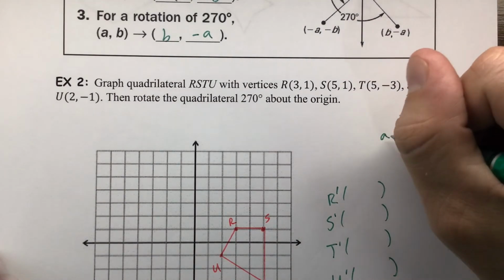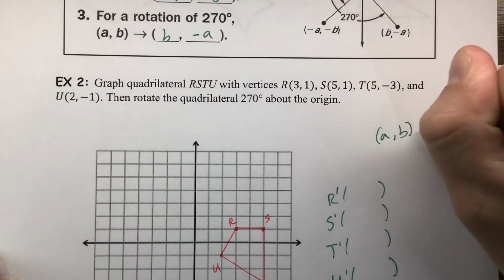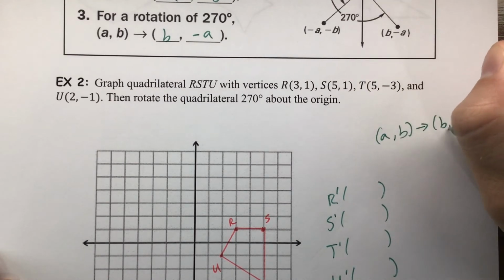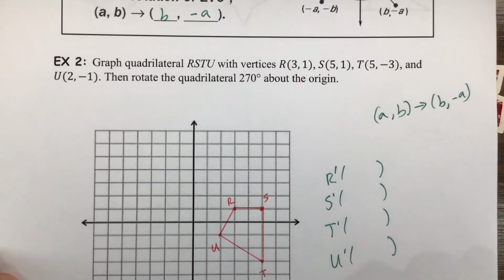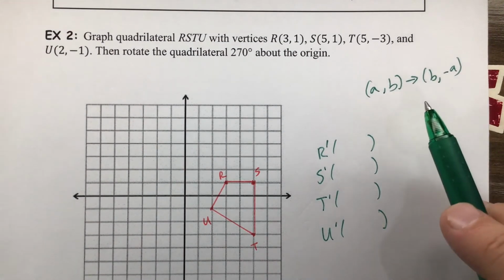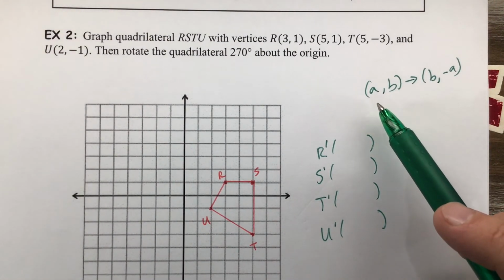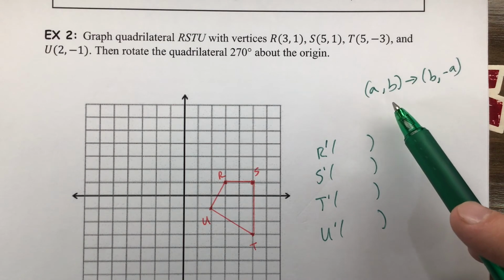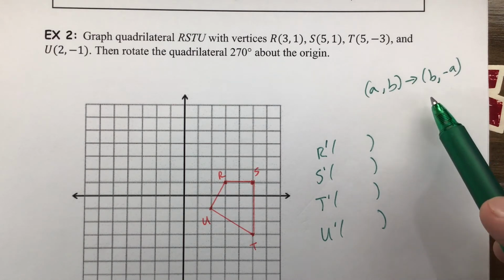Negative A, I don't know, I said it backwards there. We got AB, which is going to become B negative A. Okay, so remember, I had mentioned this beforehand, the points don't have to be in quadrant 1. They don't have to both be positives. The mapping just tells you what to do with them.